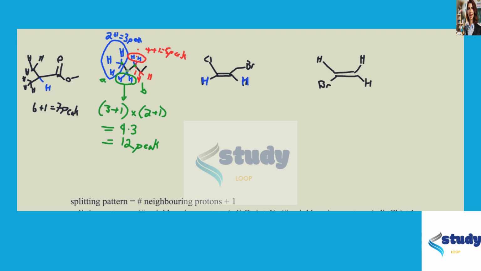But in essence, because this is a flexible alkyl chain, the signal of these 2 green protons can overlap. So these 12 peaks will most likely overlap. So in essence, you will just see something that resembles the equation 1. So you have a total of 3 plus 2, so you have 5 neighboring protons plus 1. So you most likely will actually see 6 visible peaks.